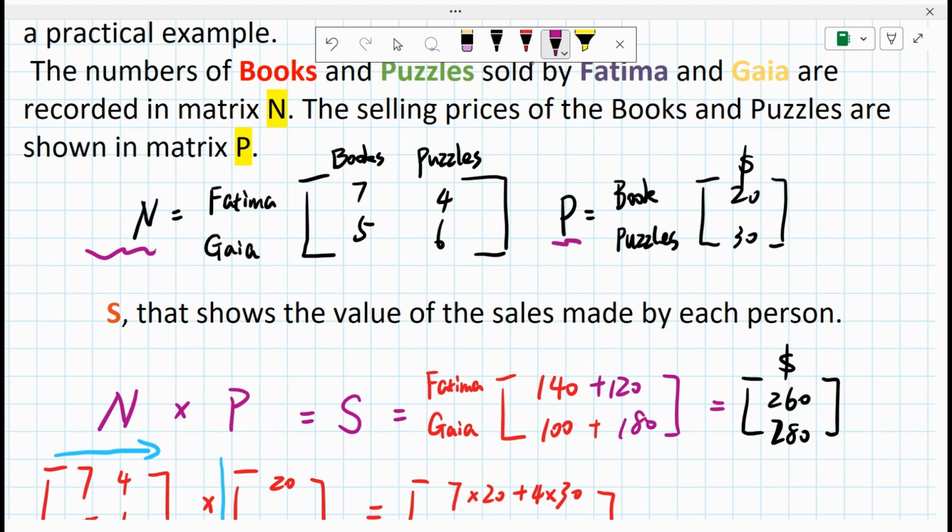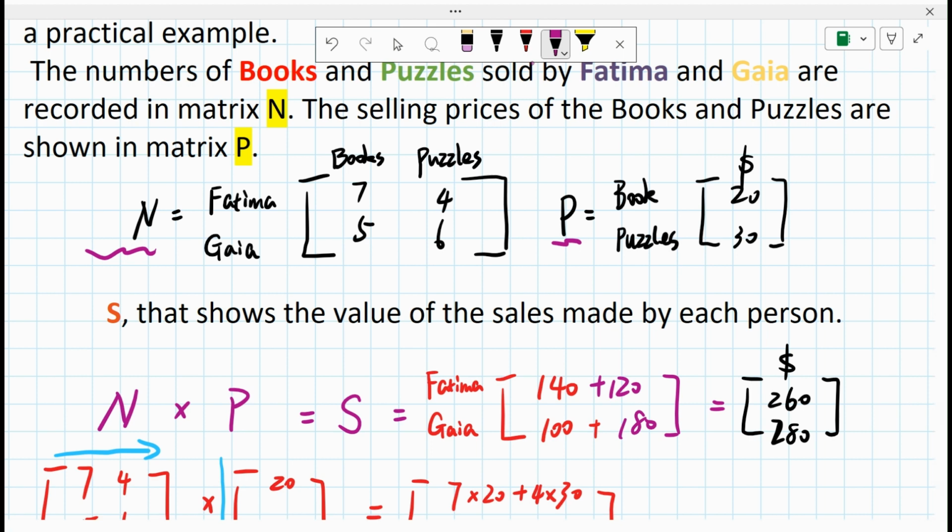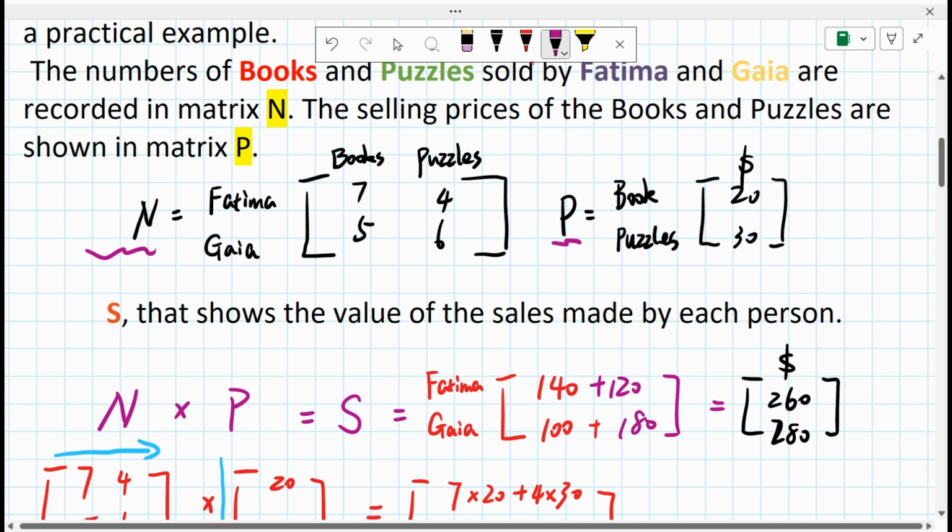For N, we have books and puzzles. Fatima got 7 books and 4 puzzles, and Gianna got 5 books and 6 puzzles, because we're going to try to find how much they have earned. So S shows the value of sales made by each person.